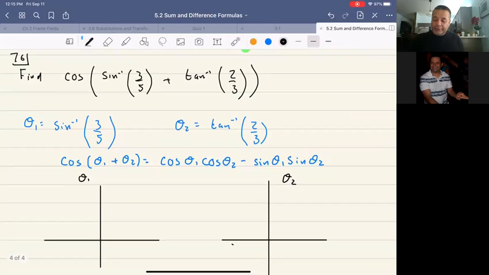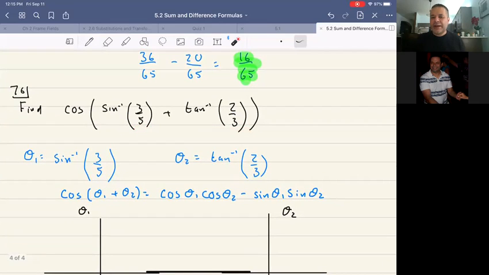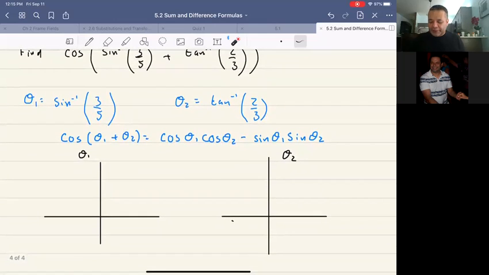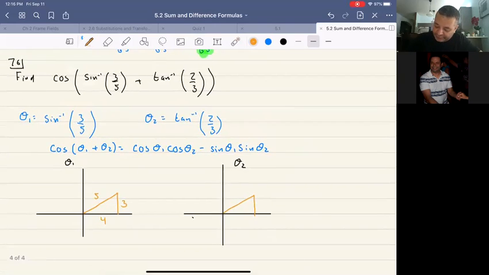Now, theta 1, because this is inverse sine, that means we're going to be in the first and fourth quadrants. Because these are both positive, that's why I think this is not as interesting as it could be. They're both going to be in the first quadrant. So I can easily draw this. This is going to be a 3, 5, 4 triangle. And opposite over adjacent for theta 2 is going to be 2, 3, and then the hypotenuse is the square root of 13.